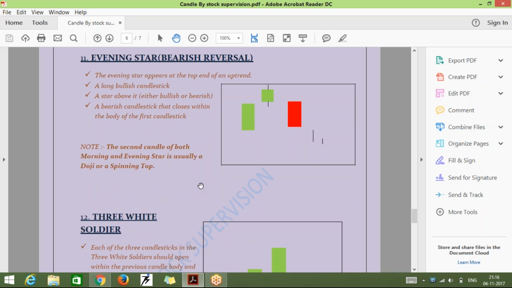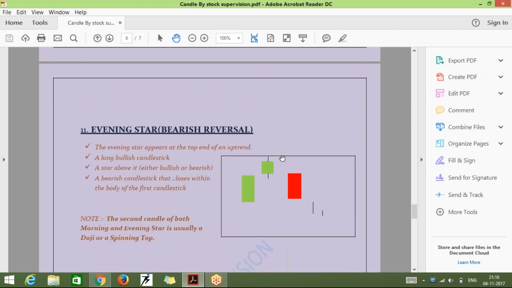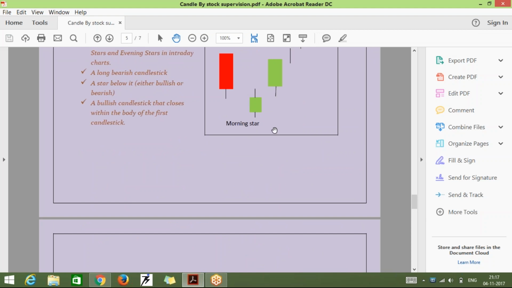Again, I have written the note over here. The second candle of both morning and evening star is usually a doji or a spinning top. See, here it is a spinning top. We have read the spinning top. Here also it is a spinning top. You will find, maximum times, a doji being formed in between morning stars and evening stars. The star is formed by either a spinning top or a doji. This is exactly a confirmation that a morning star pattern is being formed or not.